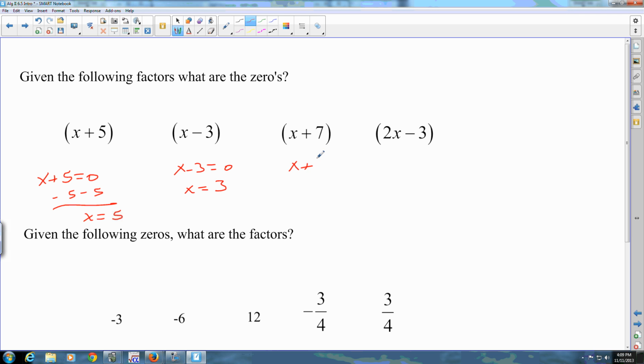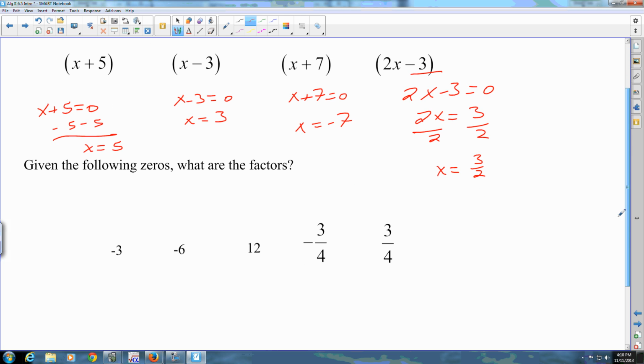So x plus 7 is equal to 0 because I'm looking for the zeros, so I'm setting it equal to 0. Now here's where it gets a little trickier. It's not the opposite of that number. Now watch what happens. 2x is equal to 3. Now you divide by 2. x is equal to 3 halves. This is in particular where I want you guys to pay attention. If I give you the zero, what are the factors? You can always start by writing x minus.